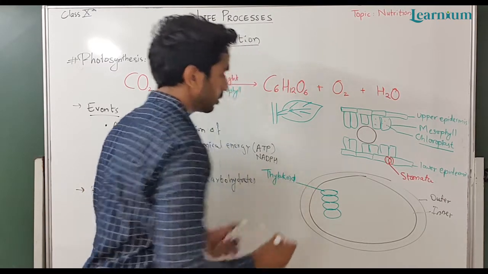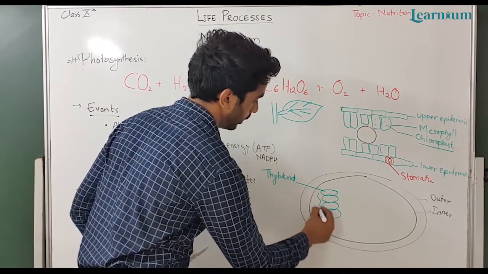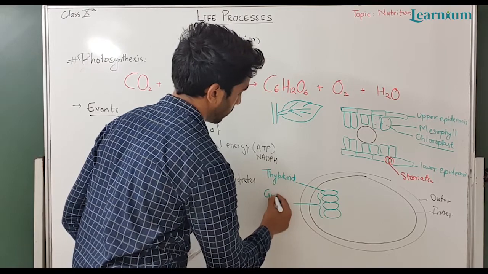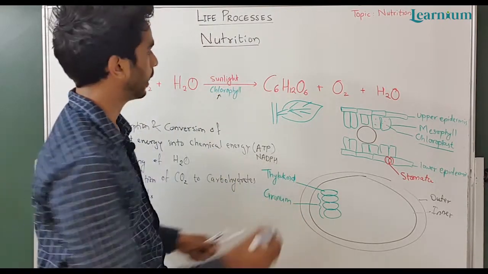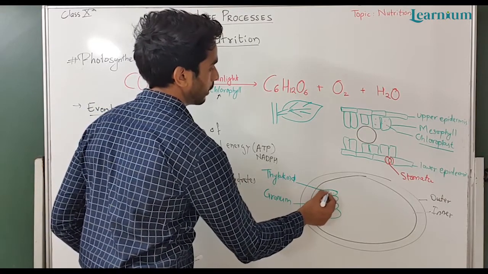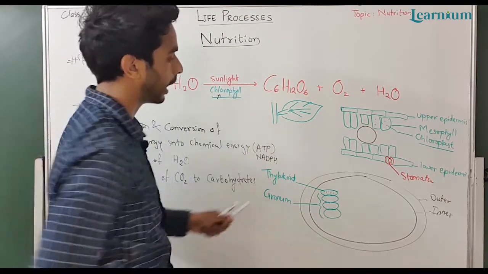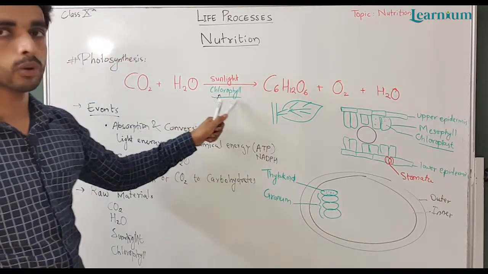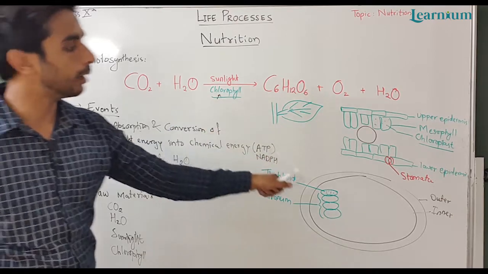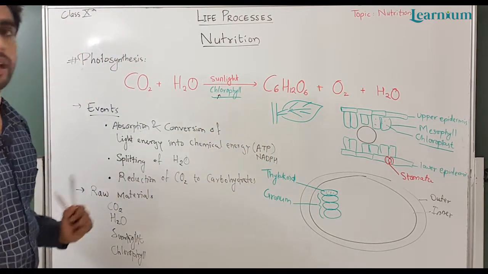A single coin-like structure is known as a thylakoid, and a bunch of thylakoids is known as a granum. This thylakoid has green pigments known as chlorophyll. So the thylakoid has a specialized pigment, that is chlorophyll. Chlorophyll pigments help in trapping sunlight and converting it into chemical energy.